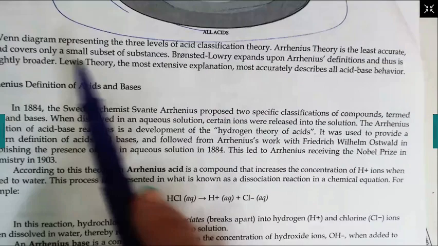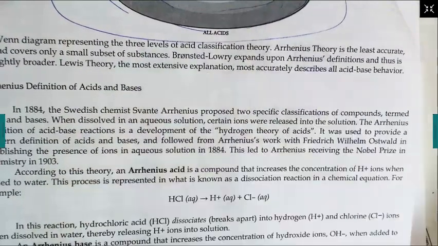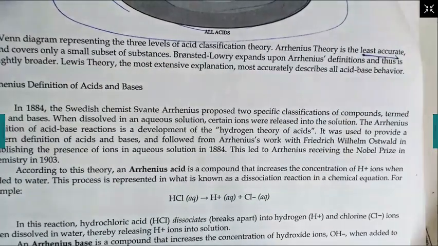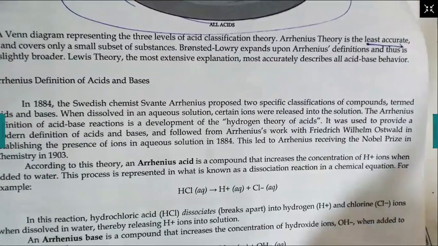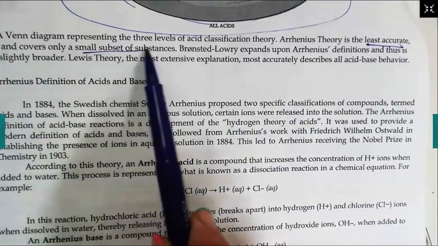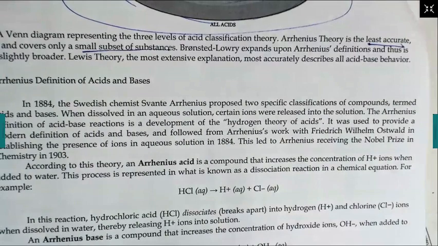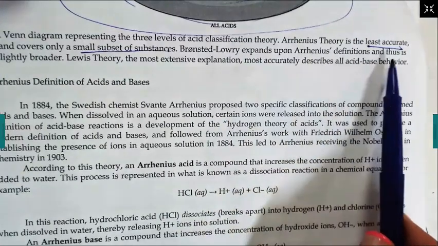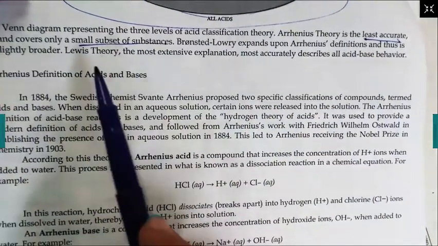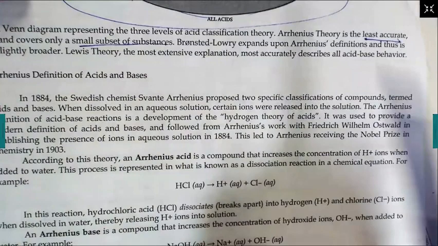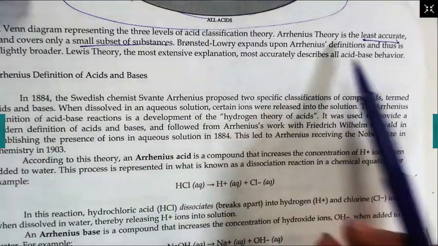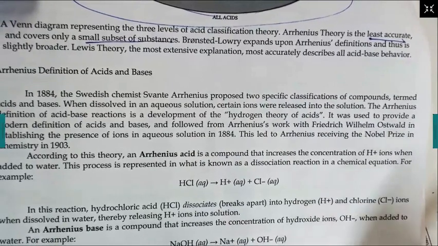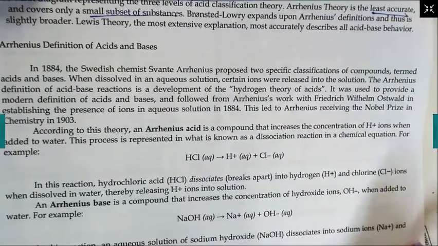So looking at this Venn diagram representing the 3 levels of acid classification theory, Arrhenius theory is the least accurate, but it's still a tool, and covers the smallest subset of substances because they have to be dissolved in water. Bronsted-Lowry expands on the Arrhenius definition and is thus slightly broader. And then the Lewis theory is the most extensive explanation and most accurately describes all acid-base behavior that we know of right now.